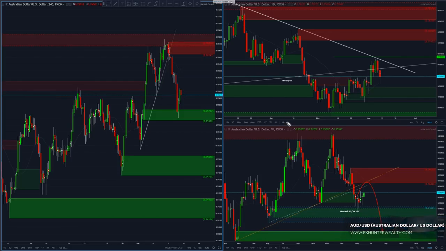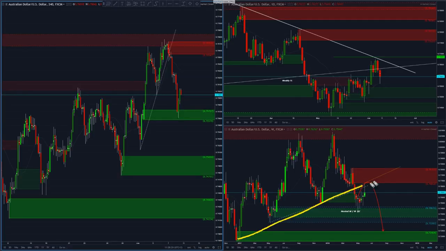Australian dollar, US dollar. This chart is very similar to gold, because it's very correlated; in Australia we have a lot of gold mines, so this chart looks a bit similar. We have a weekly uptrend line which was broken. The pair reacted on this weekly monthly demand zone and it moved up, but here we have this weekly supply zone which is doing this big rejection. So you can see that the pair dropped again and it's now sitting in this zone.